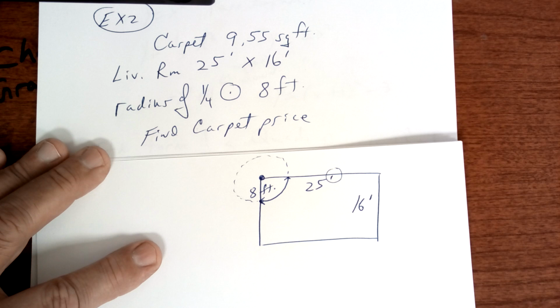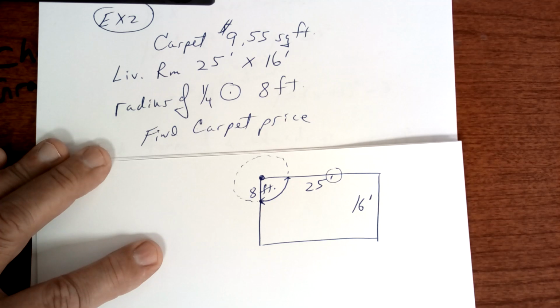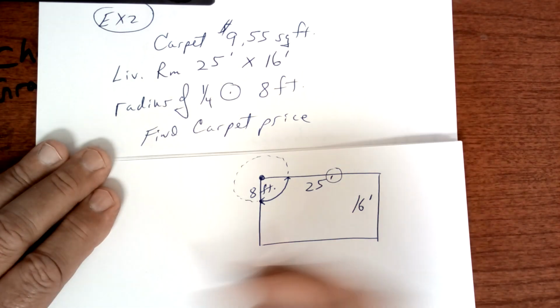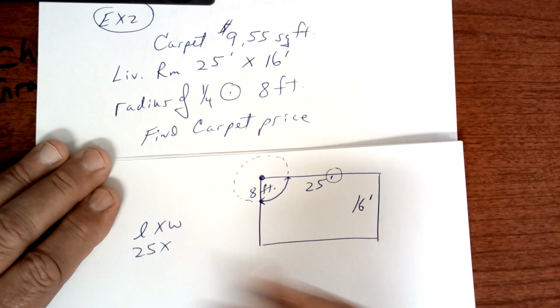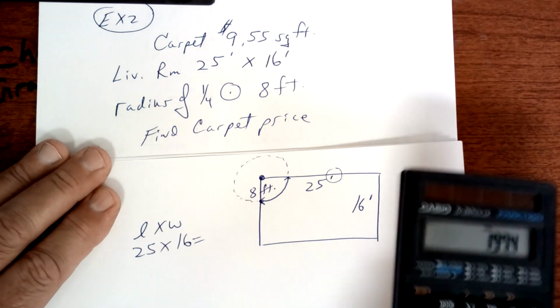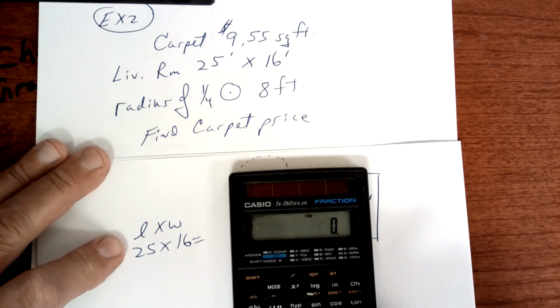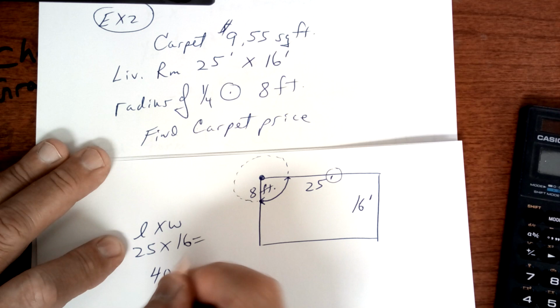So it says find the carpet price. Well, the carpet costs $9.55 a square foot. So what you're going to do is take length times width, so 25 times 16, and that's going to give you the square footage of the whole rectangle. Okay? So 25 times 16 is going to be 400. So it's going to be 400 square feet.